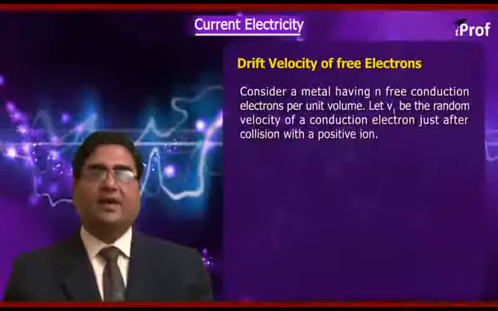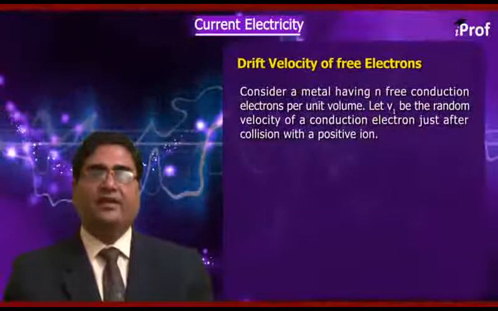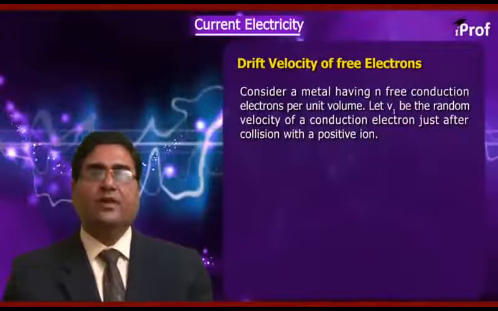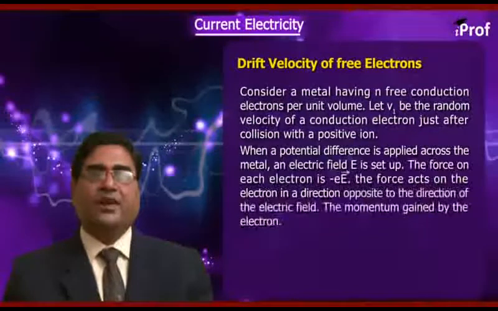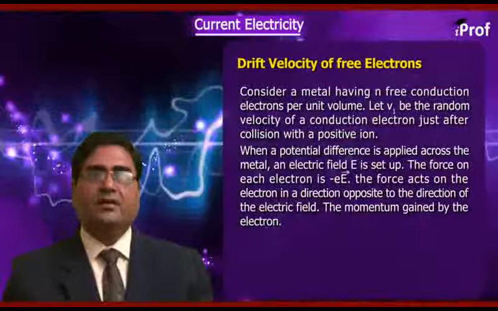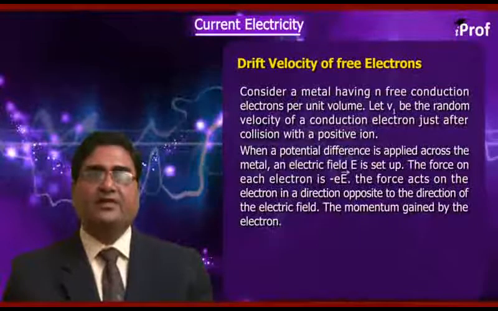Consider a metal having n free conduction electrons per unit volume. Let V1 be the random velocity of a conduction electron just after collision with a positive ion. When a potential difference is applied across the metal, an electric field E is set up.